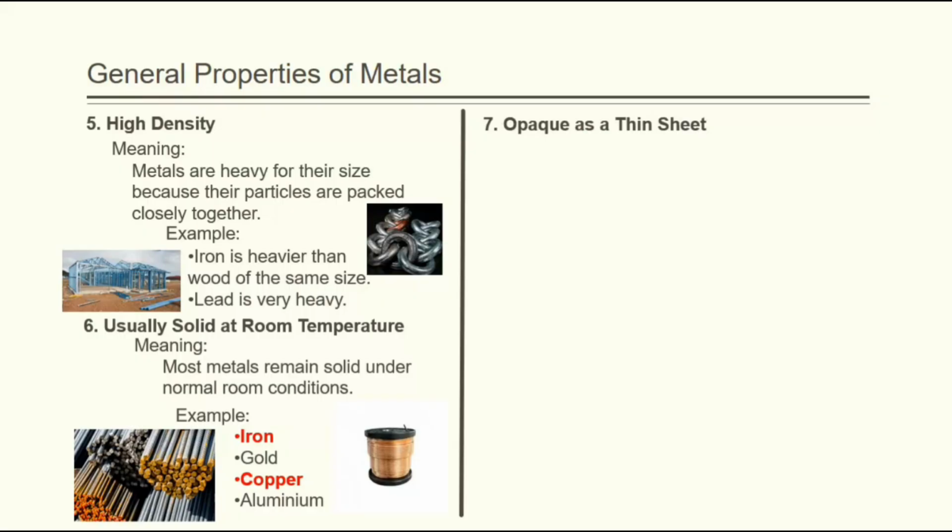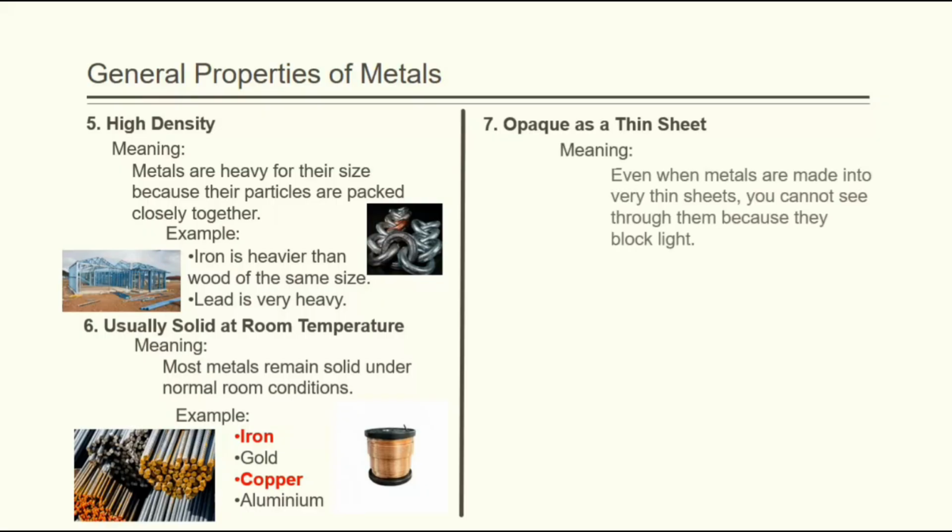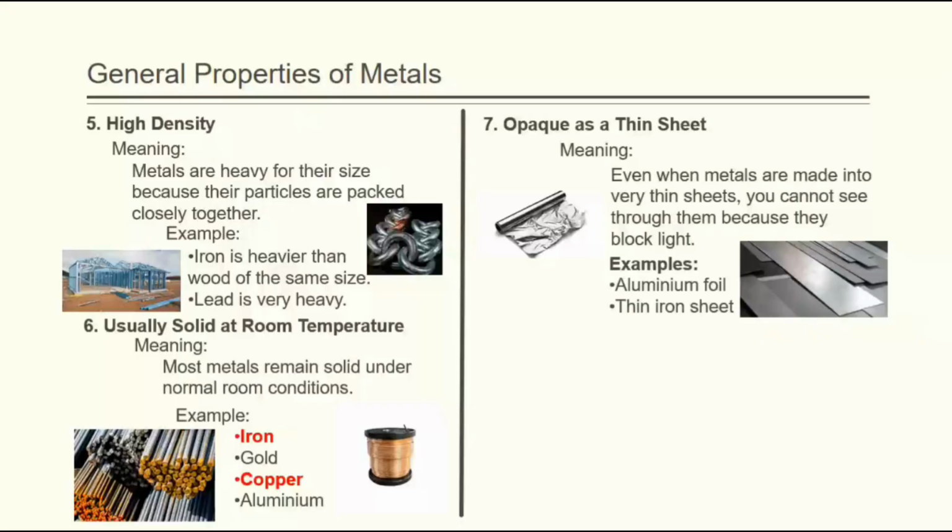Another property of metal is that metals are opaque as a thin sheet. This means that even when metals are made into very thin sheets, you cannot see through them because they block light. For example, aluminum foil and thin iron sheets. These are all metals that are made into very thin sheets, and yet you cannot see through them.